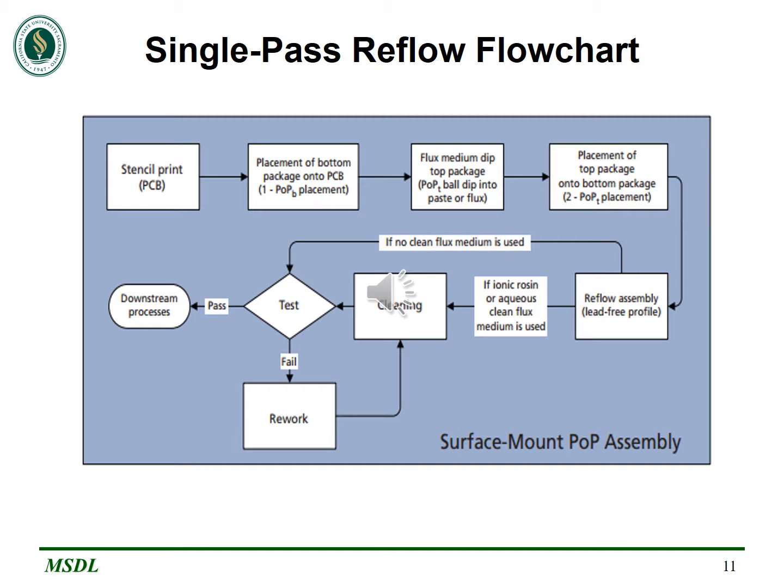In the reflow assembly, the flux medium will be checked to see whether it is completely clean or not. If it fails the cleaning test, it will be put into the cleaning process. Once it is completely clean, it will be sent to the downstream process.